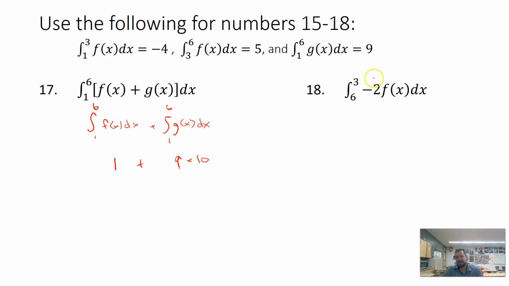Number 18 combines two things together. We've got the constant multiple rule, then we've got the order of integration rule, because right now I'm going from 6 to 3. I need that to go from 3 to 6, so I can technically move the negative out in front, and that makes it look like this. Once I've done that, then -2 times -1 is 2. The integral from 3 to 6 is 5, so 2 times 5, we get 10 again for the answer. So again, hopefully that makes sense on number 18.